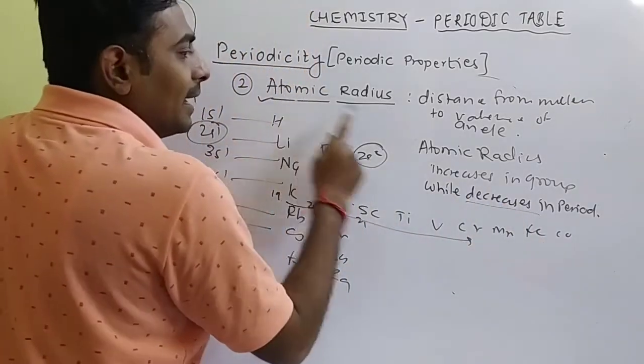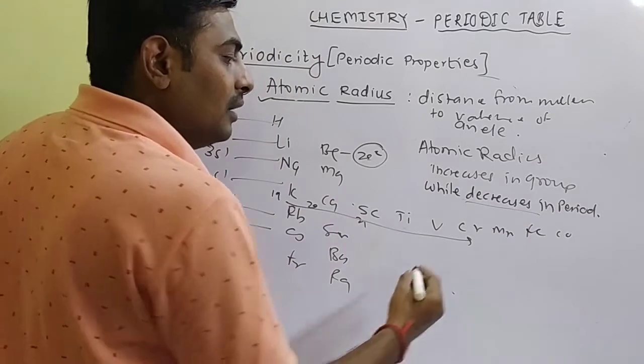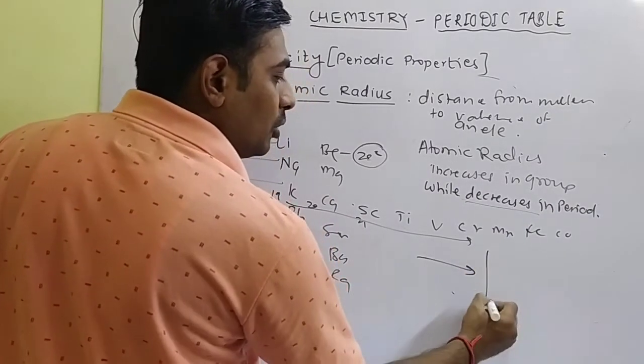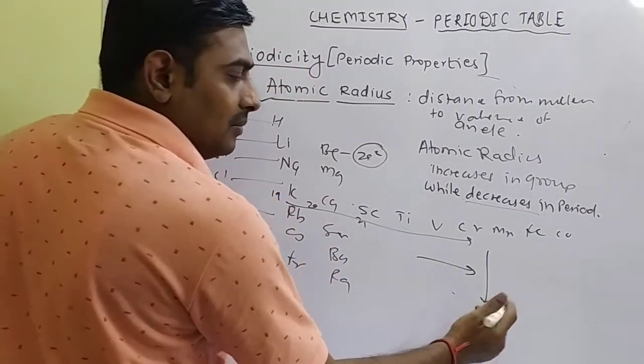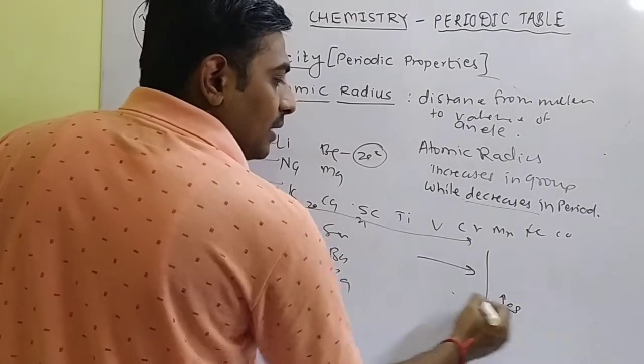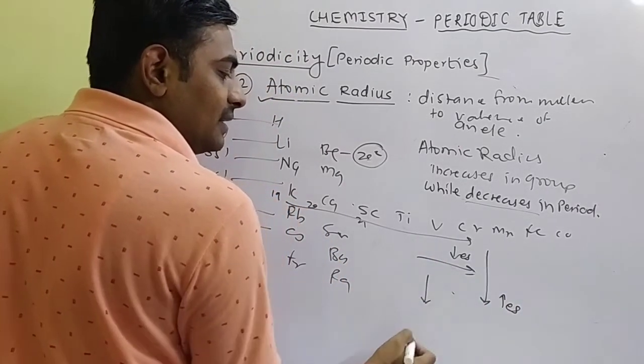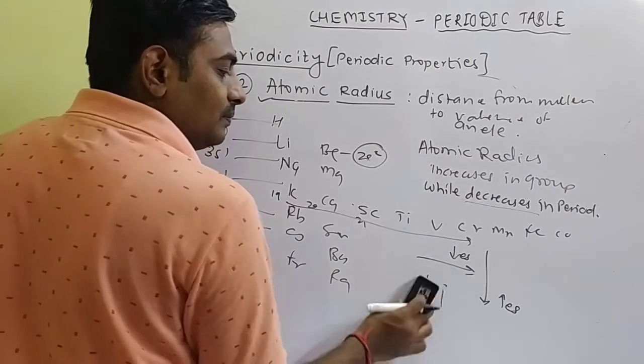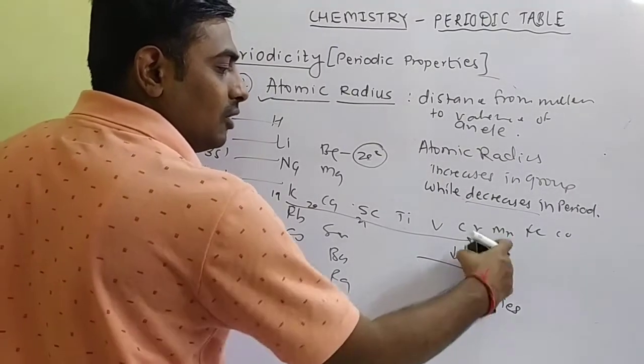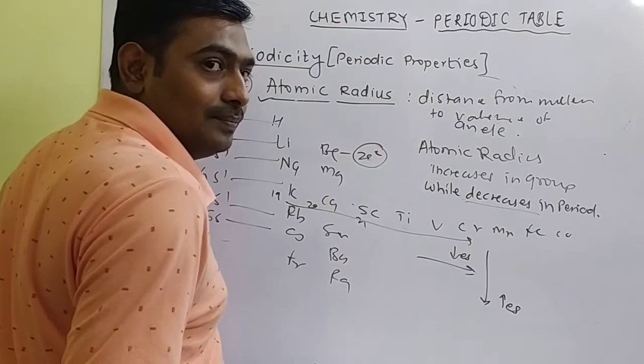So atomic radius decreases in a period, means left to right. Top to bottom it increases and left to right it decreases. So this arrow is the decreasing arrow, this arrow is the increasing arrow. We can use it for left to right, we can also use it for top to bottom.